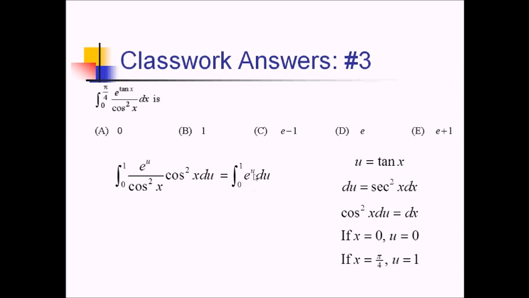What's the antiderivative of e to the u? Well, it's also e to the u. So I'm evaluating that from 0 to 1. So then this is going to be e to the 1 minus e to the 0. And just to match our answer choices here, that's just going to be e minus 1, which gives us choice C.